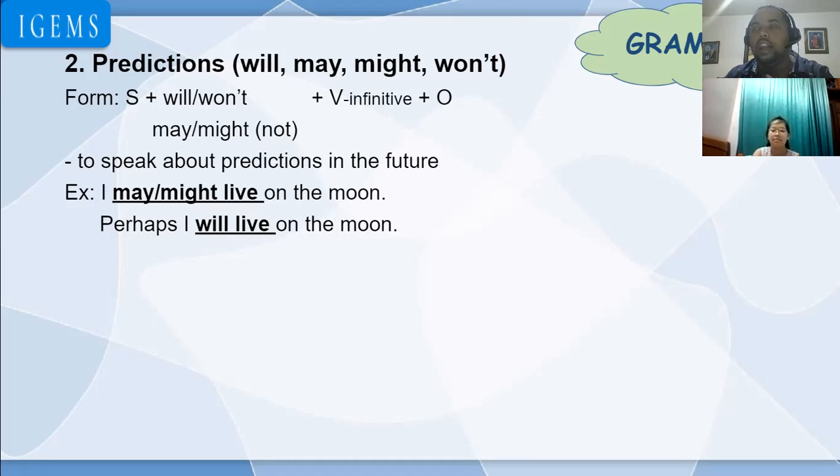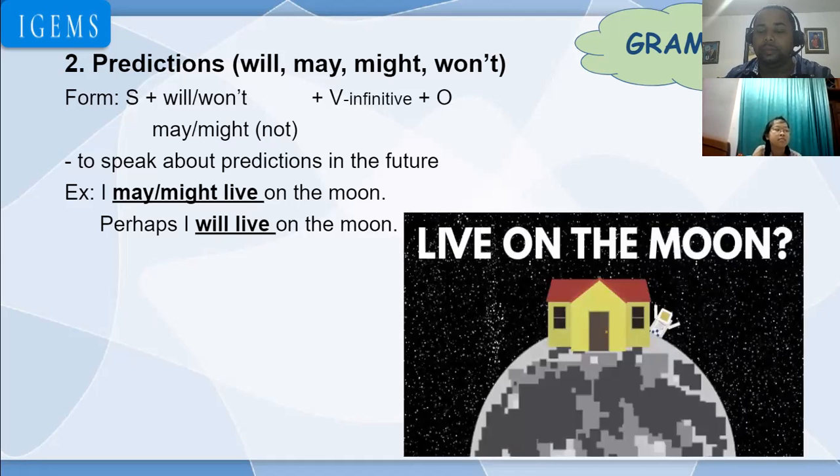Okay. So another thing in the case of predictions is the word perhaps, all right? So in this case, you say, perhaps I will live on the moon. You say perhaps. It's like maybe I will live on the moon, but it's not totally sure. There is maybe a possibility that you live there, or a possibility that it doesn't happen to you. So let's continue.